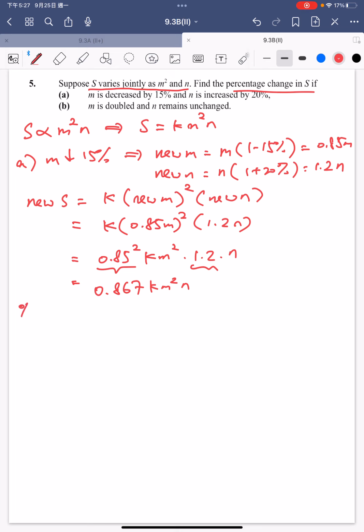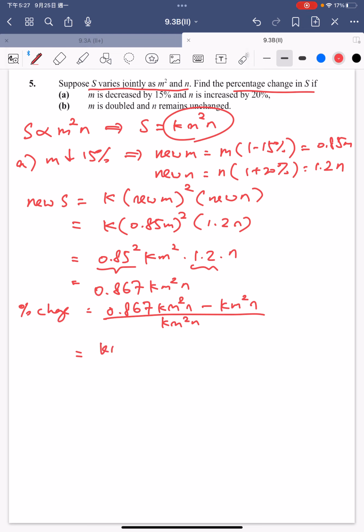Then we can use our percentage change formula. So the percentage change formula is using the new value of s, 0.867 km squared n, minus our old value of s, which is km squared n, then divided by the old value, which is km squared n. Now we take our common factor km squared n on the numerator. Then we get 0.867 minus 1, divided by the denominator km squared n. Then we can eliminate km squared n. Then the answer you can get is equal to negative 0.133. Changing back to a percentage, we have negative 13.3%.